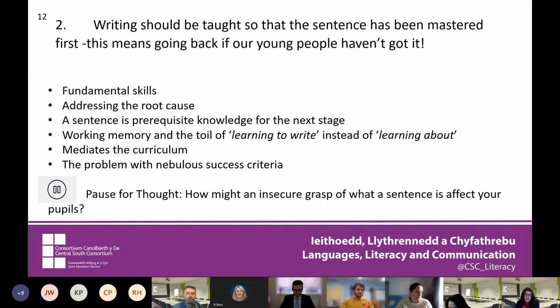So we need to go back and start with the fundamentals. How can we possibly jump to vocabulary, ambitious punctuation, revising, editing, sophistication and sentence structure, let alone the content, if learners don't know what a sentence is? If we allow learners to plough on with paragraphs, essays or any other compositions before grasping sentences, the errors become ingrained. Pause for thought. How might an insecure grasp of what a sentence is affect your pupils?